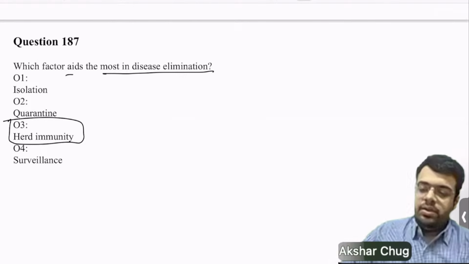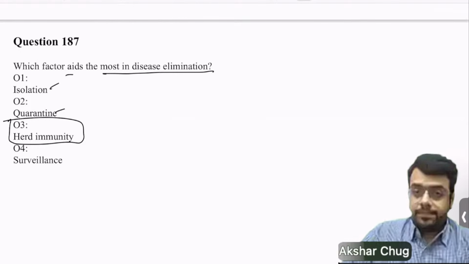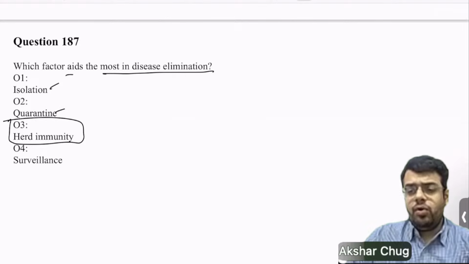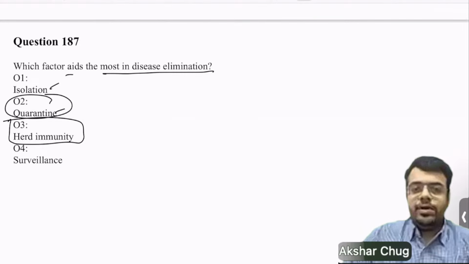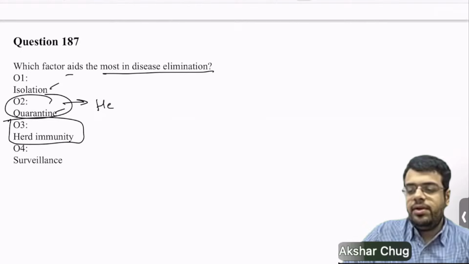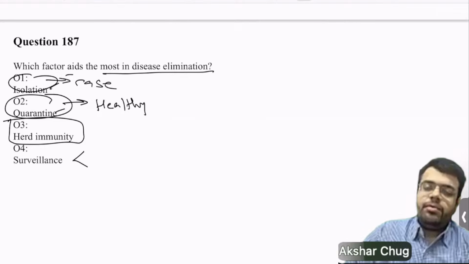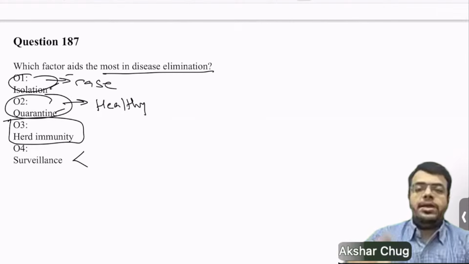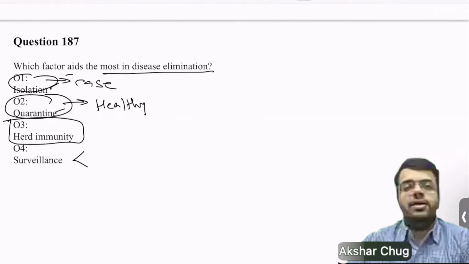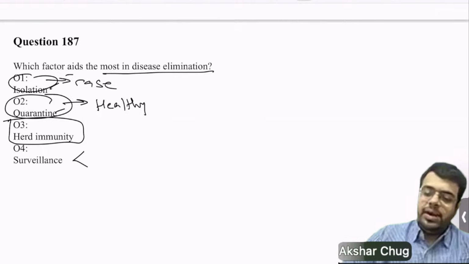Now, what is the difference between isolation and quarantine? In COVID-19, we all were quarantined. But did we have the disease? No, we did not have the disease. So quarantine is done for healthy individuals, whereas isolation is done for the cases. Surveillance may be active or passive, depending on whether the patient is seeking the healthcare worker or the healthcare worker is seeking the patient. The correct option would be herd immunity.